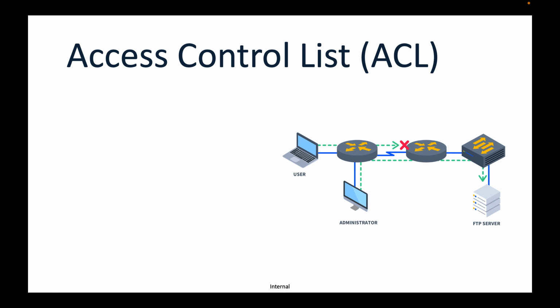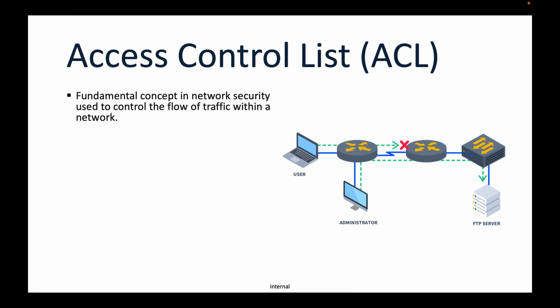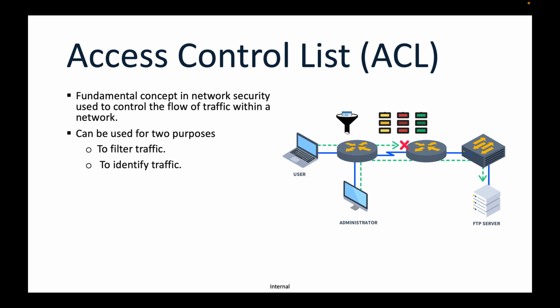An ACL is a fundamental concept in network security used to control the flow of traffic within a network. One of the two major reasons to use an ACL in a Cisco network is to filter the traffic going through the router or a switch, or traffic to and from the device. The other reason is to classify traffic for access to services or to trigger an event.